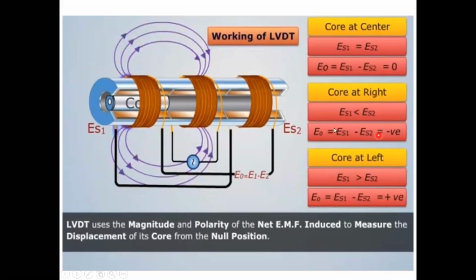And if the core is moved towards the left, towards the secondary winding S1, in that case, more magnetic flux is created or interacts with the secondary winding. Automatically, more EMF is induced in S1. ES1 is more when the core is moved towards the left side, when compared with ES2. Therefore, in this case, the net EMF is positive.